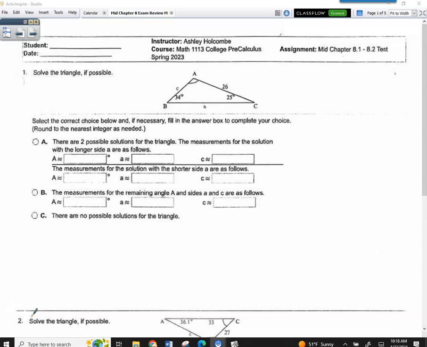Okay. Number one, let me refresh you on how to read the triangle and know what your scenario is. Something you need to have memorized for this test is when it's law of sines, when it's law of cosines. It just makes life easier.